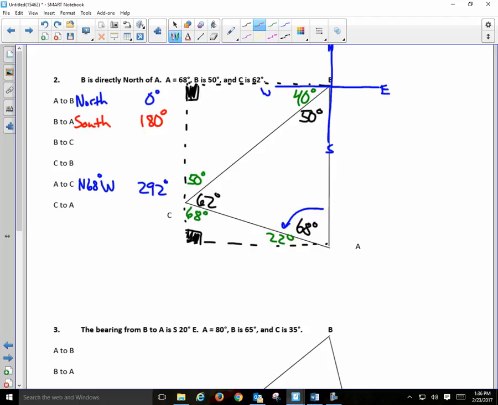What's the general direction to get from B to C? Southwest. From south, how many degrees do we turn towards the west? 50 degrees. Is that 50 past 180 or 50 back of 180? Past 180. 230 degrees.